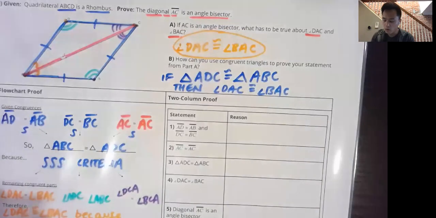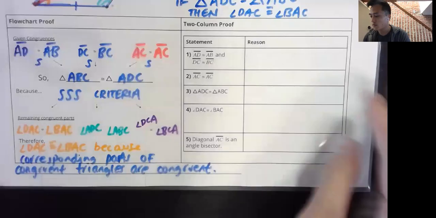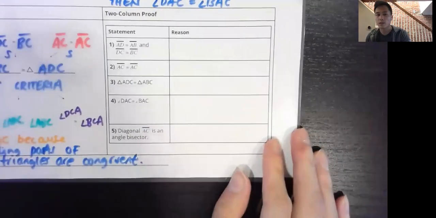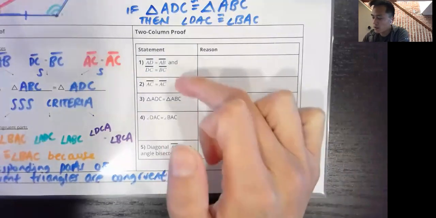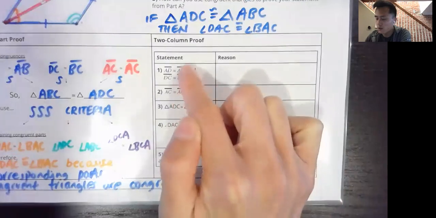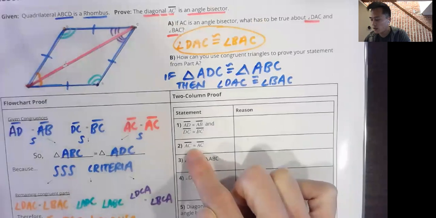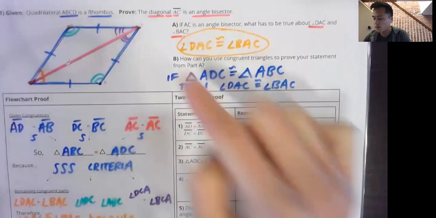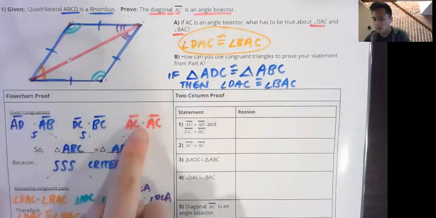Okay, great. So that's our flowchart proof. Now we're going to take that information and put it into a two-column proof. The two-column proof is a little bit different, but it's getting at the same idea. Let's just look at all of the statements in this two-column proof. So first it's saying that these two sides are congruent. Those are the sides that we marked in blue. Then it's saying that AC is congruent to AC. Okay, so it's establishing that the three sides are congruent. That's the same thing that you did up here.